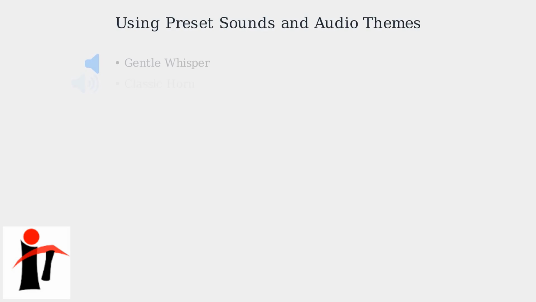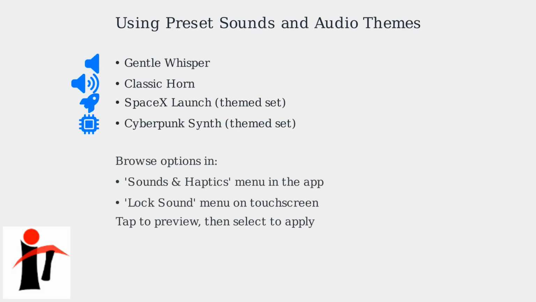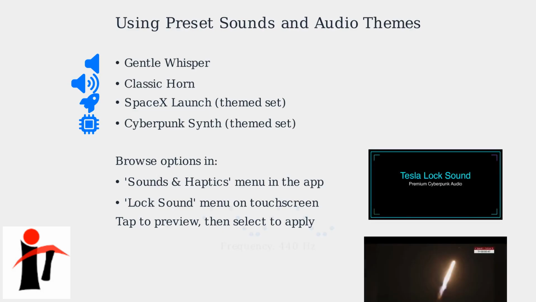Tesla provides a variety of preset sounds, including options like gentle whisper and classic horn, and themed sets like SpaceX Launch and Cyberpunk Synth. Browse the available options in the Sounds and Haptics menu in the app or the Lock Sound menu on the touchscreen. Simply tap the sound you want to preview it, then select it to apply it to your vehicle.